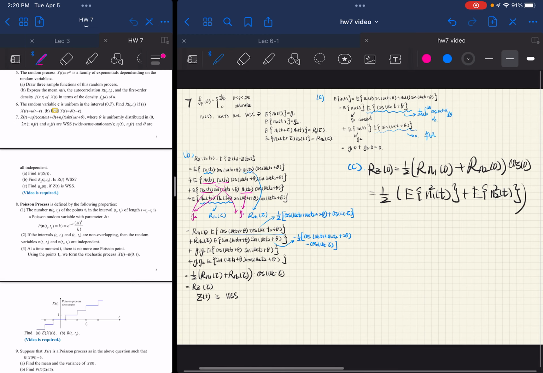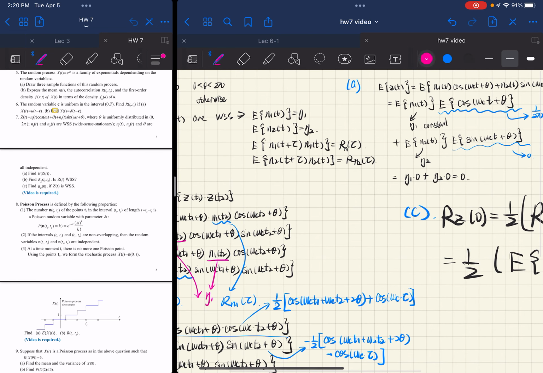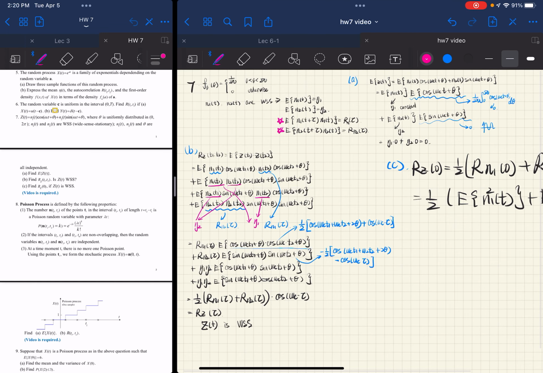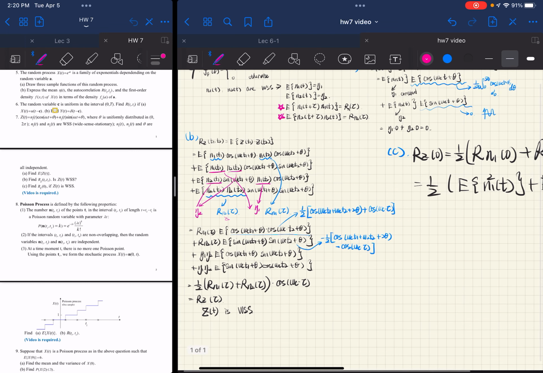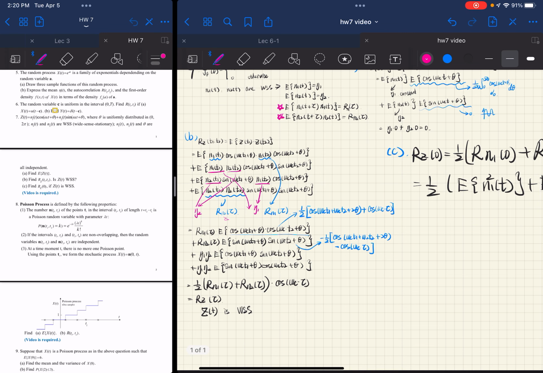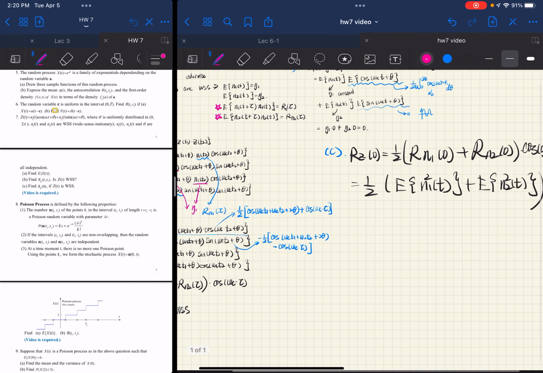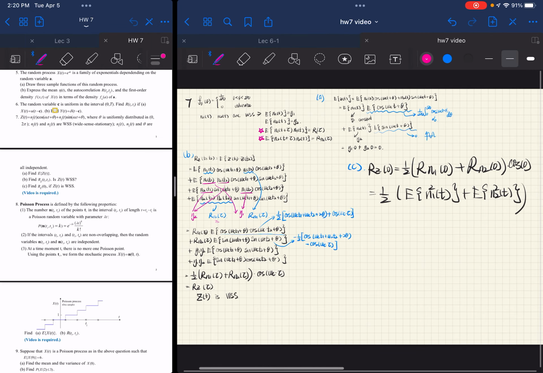So this is for problem 7. For this problem, I think we should apply the property of WSS. So we should take the property of these two and apply it in our equation here. We will also have some trigonometric representation which can simplify this function. And that's for problem 7.